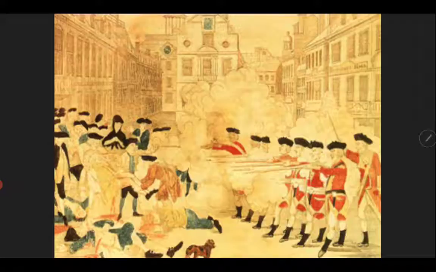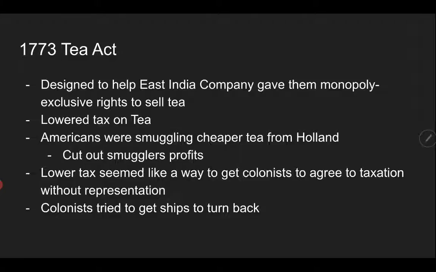These British soldiers, actually, John Adams is going to be the lawyer for them, and they are found innocent of this massacre. It is still keeping these tensions alive, with the force of the military trying to enforce laws that the colonists do not want.